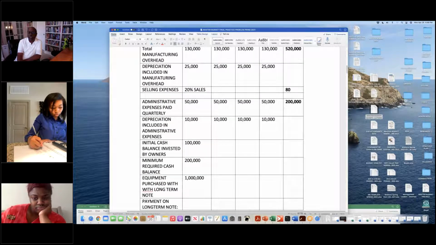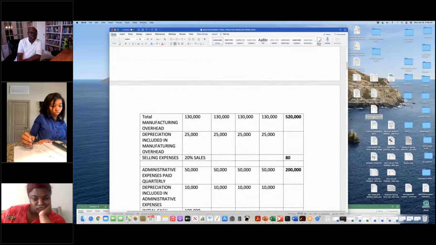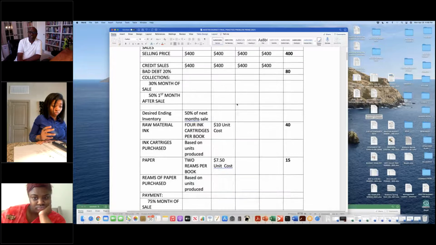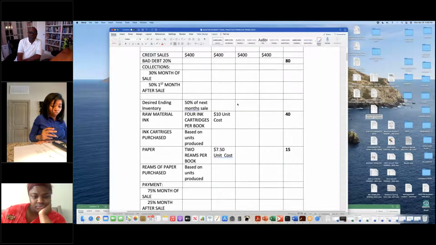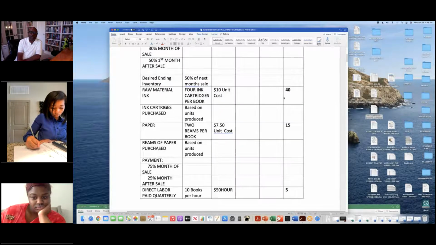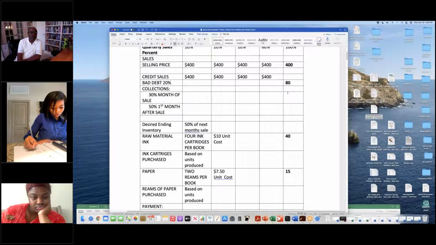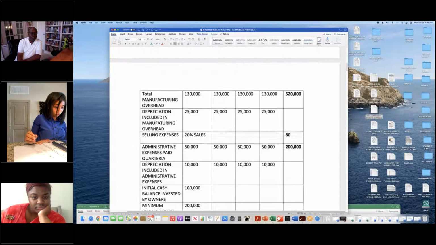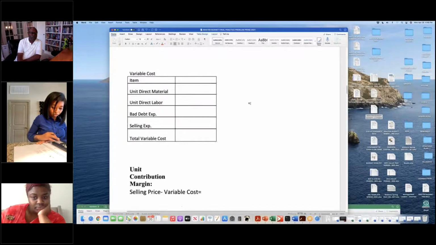Going back, Clifton, to the numbers over here, the small black numbers. I want you to move these small black numbers and put them in here and give me my total variable cost. Give me the variable cost of materials, labor, bad debt, and selling expense, and your total variable cost.